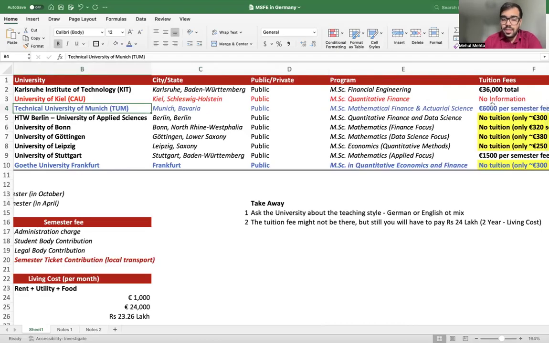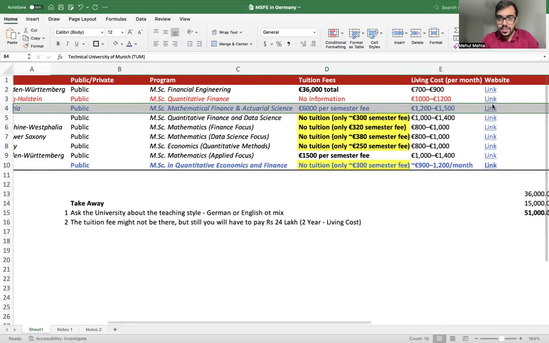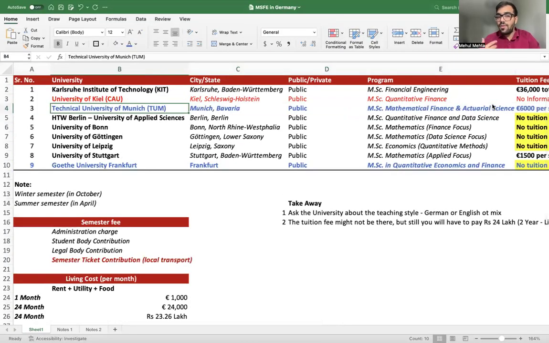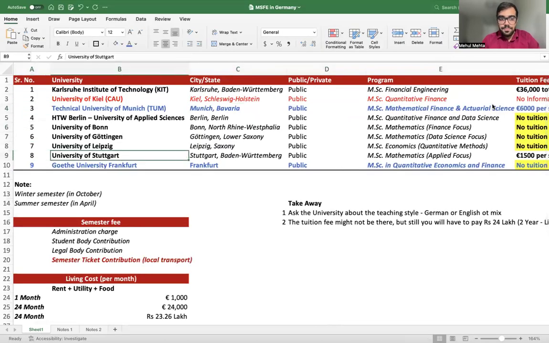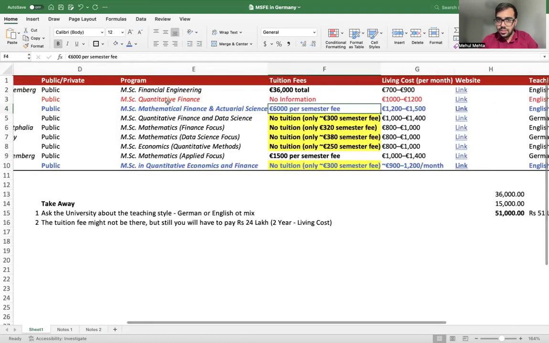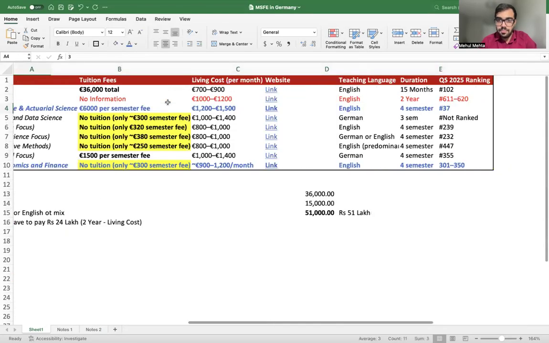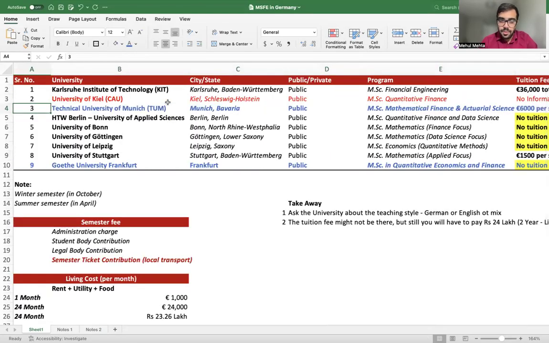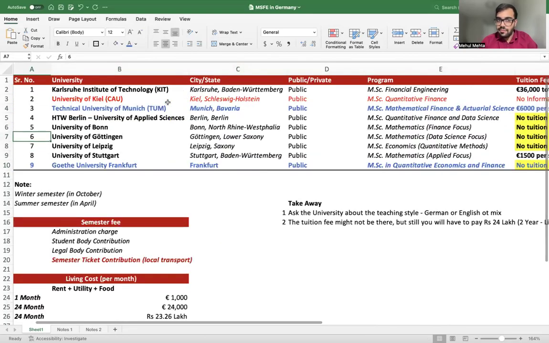So the blue ones, what is the difference? The blue ones are the universities where I would have personally gone. So TUM is one university, and of course this is paid. I might have to pay 6,000 euro per semester, and it's 4 semesters, so I might end up paying almost 24,000 euros for my masters. And I'll be talking about Goethe University in the end, and why I felt it was good.